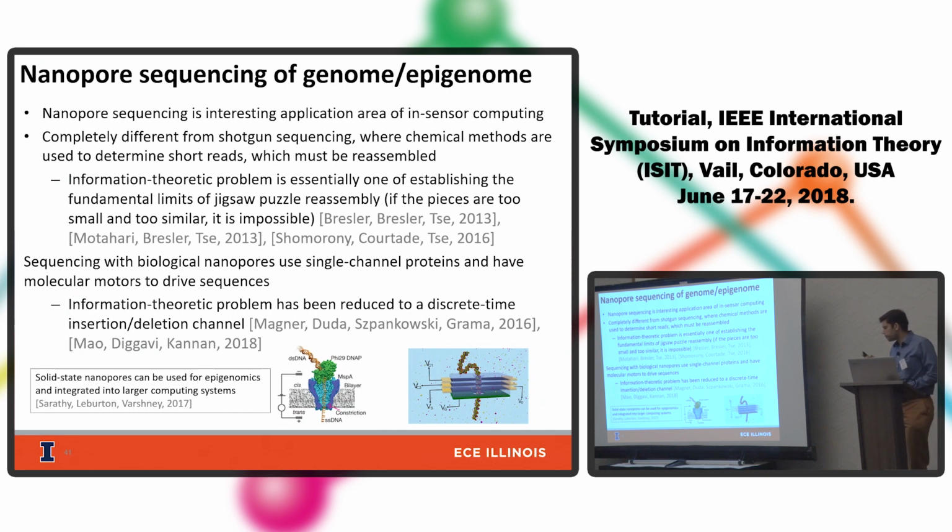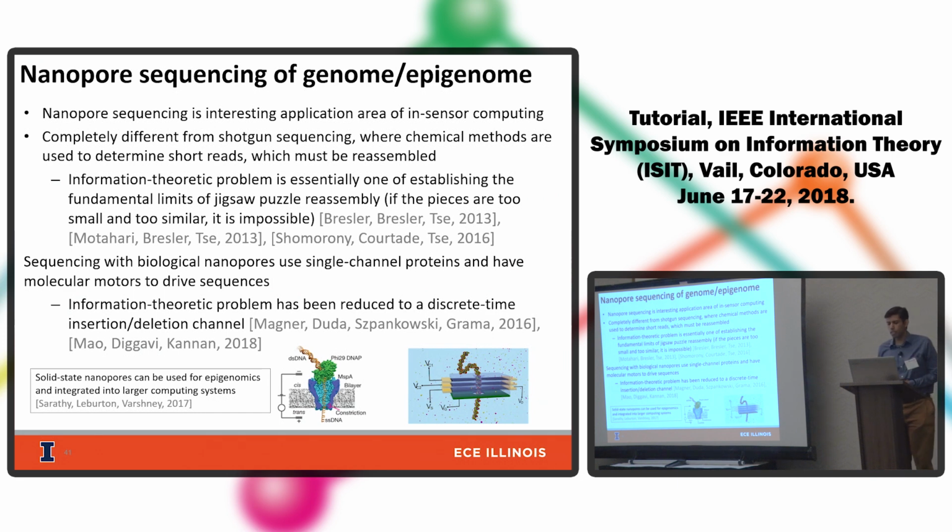Okay, and one thing to note is that this approach to sequencing is quite different than shotgun sequencing, which I think some information theorists are quite familiar with. Essentially, in these chemical processes, you take a sequence, you split it into pieces, short reads, and then you try to reassemble it like a jigsaw puzzle. And this is the classic work now of David Tse and his collaborators.